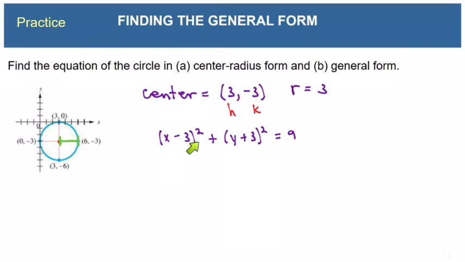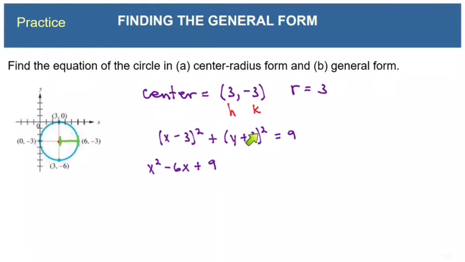Now we need to multiply out both of these binomials. Remember, your middle term is going to be twice as much as the product of these two. So first times first is x squared. Outer and inner are both minus 3x. So minus 3x plus minus 3x is going to be minus 6x. Last times last is going to be plus 9.